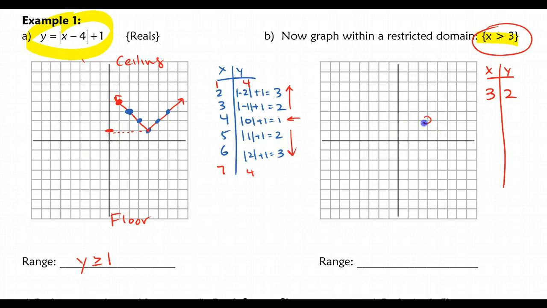And when I graph that, I want to make sure I have an open circle there because of this sign, right? It's not actually equal to 3. So it's just greater than 3, so that's going to have just an open circle on x equals 3.